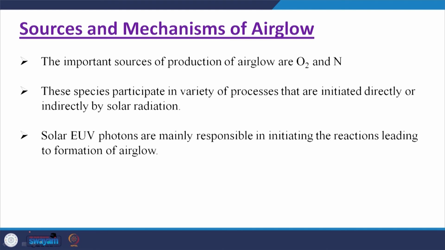Right. So, coming back to the main mechanism of airglow, the important sources of production of airglow are oxygen and nitrogen. These species participate in a variety of chemical processes that are initiated directly or indirectly by solar radiation. Many processes are indeed directly initiated by the solar radiation and many are indirect. So, the main mechanism is that solar ultraviolet, extreme ultraviolet photons, which have energy to dissociate a molecule or ionize a molecule or ionize an atom and subsequently exciting it, will cause these airglow emissions to occur. So, UV photons are mainly responsible for initiating these reactions, leading to the formation of airglow.